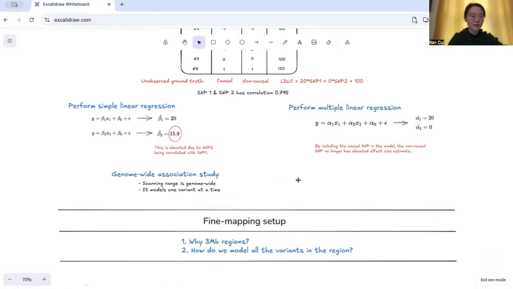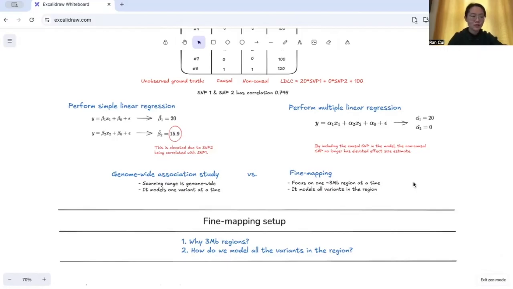But then I learned that people didn't stop at simple linear regression, because a lot can be gained by going beyond association and trying to get to causation. And this is what fine mapping is about. We're not quite modeling the entire genome yet with fine mapping, but we do model one region at a time, and it's a pretty big region, usually 3 megabase pairs. And it does take all the variants in that region into consideration.